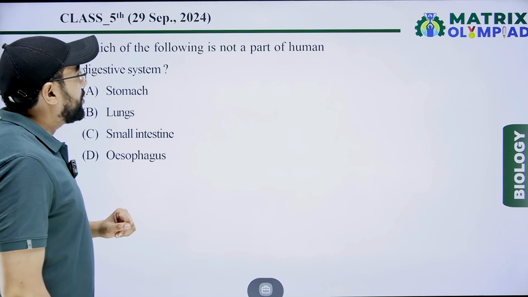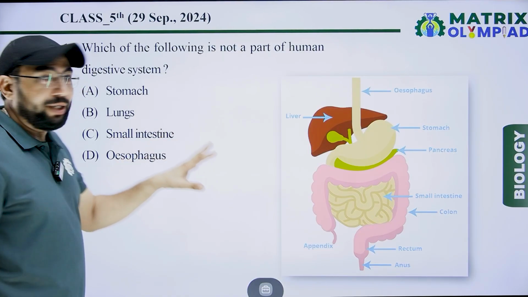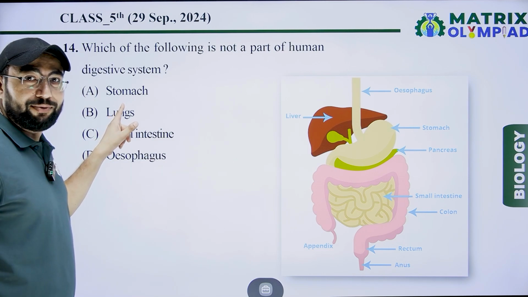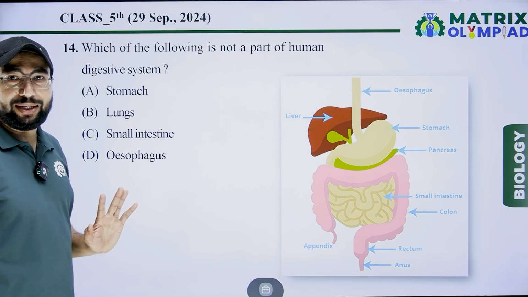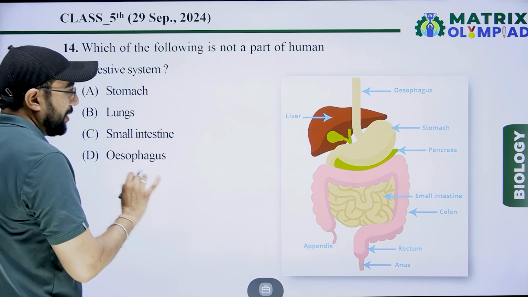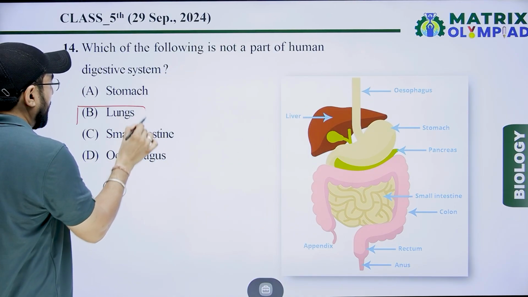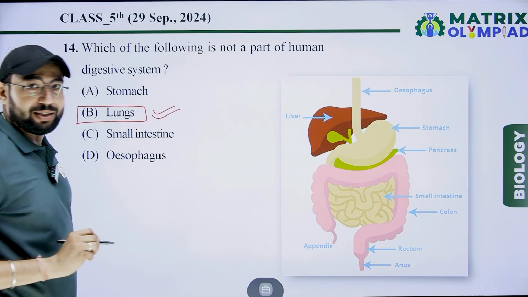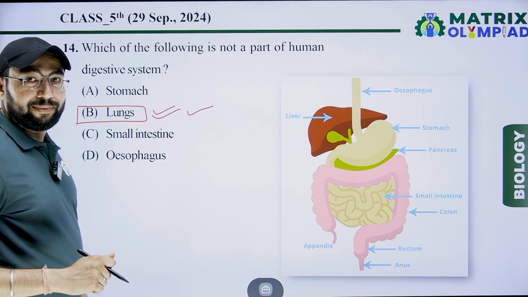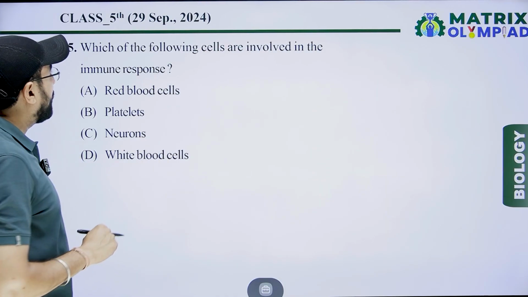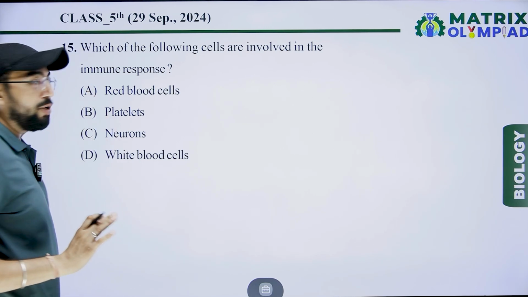Which of the following is not a part of the human digestive system? Option first, stomach; second, lungs; third, small intestine; and esophagus. A, C, D are present in the digestive system, but lungs are part of the respiratory system. So our right answer is option B. Option B is correct.